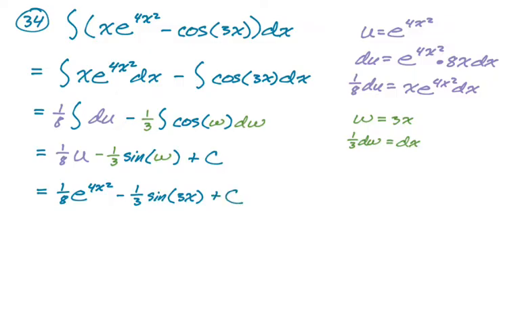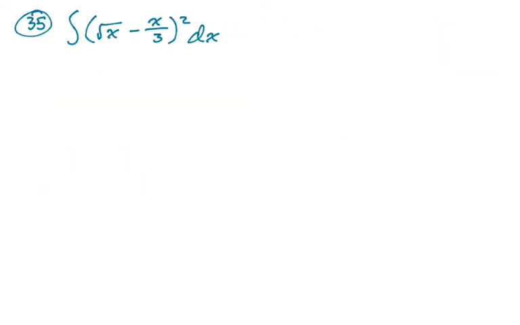All right, let's see what the 35th question looks like. The 35th question doesn't look terrible, but it's the integral of the quantity root x minus x over 3 all squared dx. So you might think to yourself, should I just do u-substitution on this and make u equal the whole thing in parentheses?